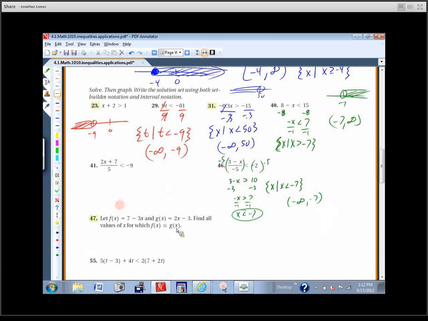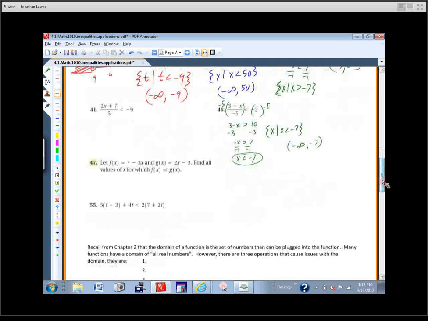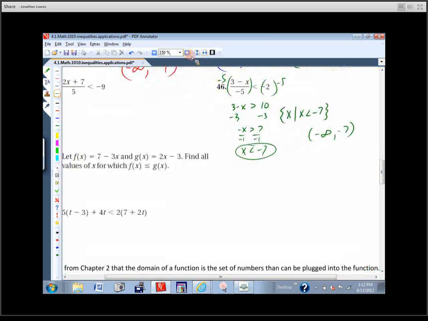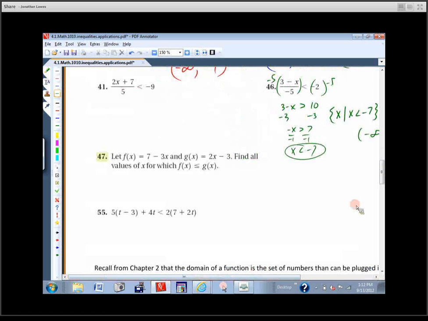Okay, you've got some problems on MyMathLab that are similar to this. It says f of x is this equation right here. g of x is this equation right here. So we've got two separate functions here. And it says find all values of x for which f of x is less than or equal to g of x. So f of x less than or equal to g of x. Any ideas on what we do here?